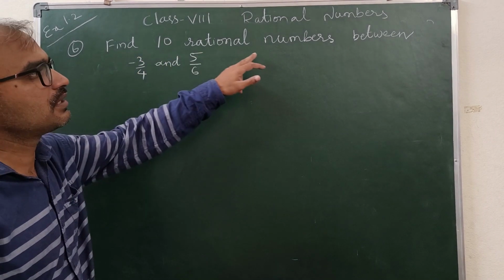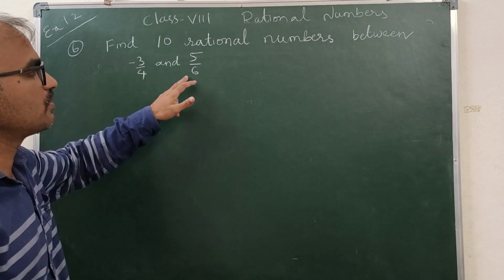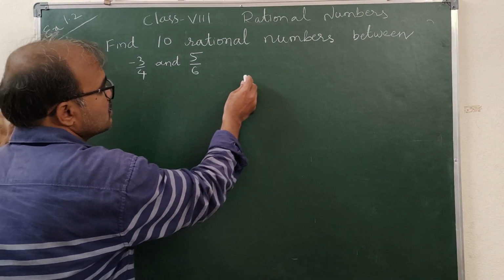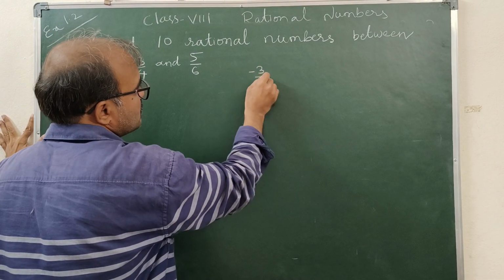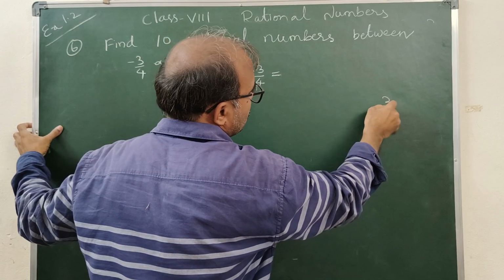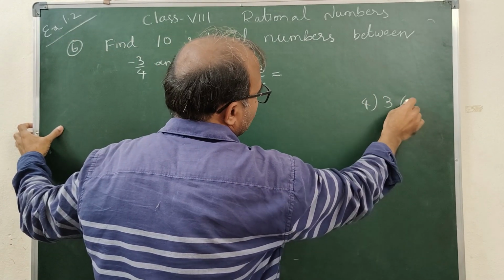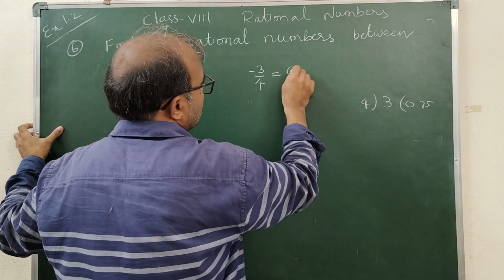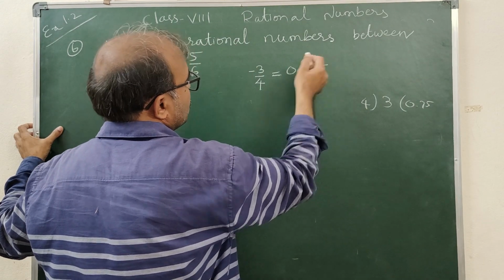Find 10 rational numbers between minus 3 by 4 and 5 by 6. The easiest way of doing this is, first of all, to convert the given fractions into decimal form. Minus 3 by 4, what you do, you divide 3 by 4. If you divide, you will get 0.75. So you will get 0.75 here, right?